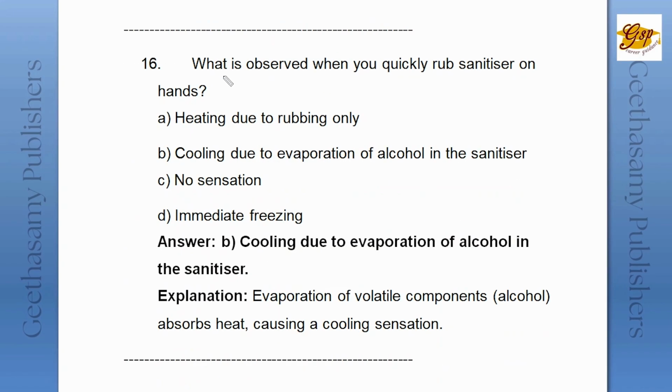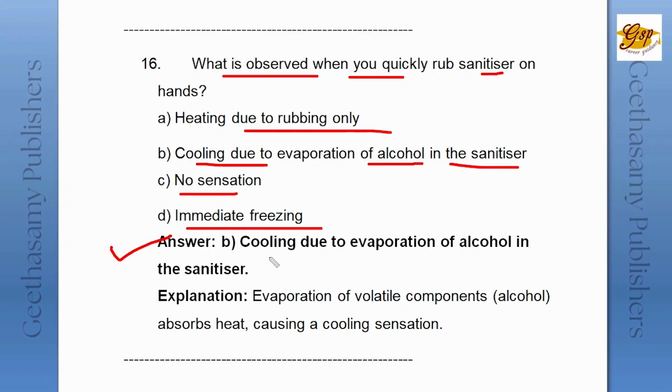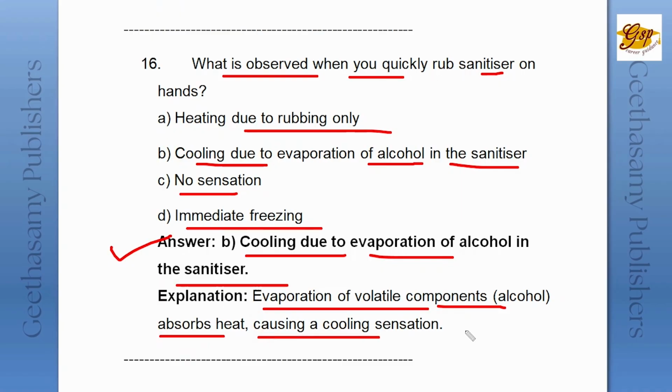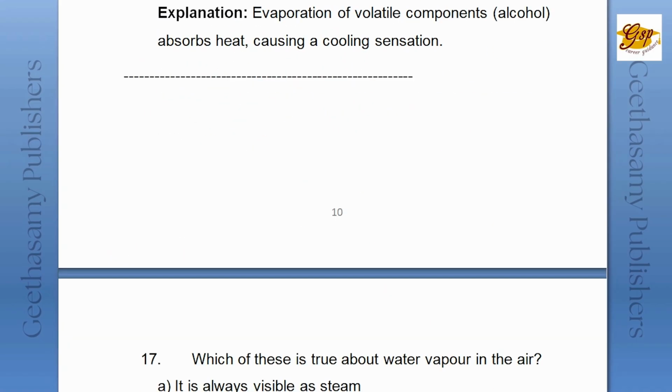16th question. What is observed when you quickly rub sanitizer on hands? Heating due to rubbing, cooling due to evaporation of alcohol in the sanitizer, no sensation, or immediate freezing? The correct answer is cooling due to evaporation of alcohol in the sanitizer. Evaporation of the volatile component, alcohol, absorbs heat, causing a cool sensation in the hand. So that's what happens.